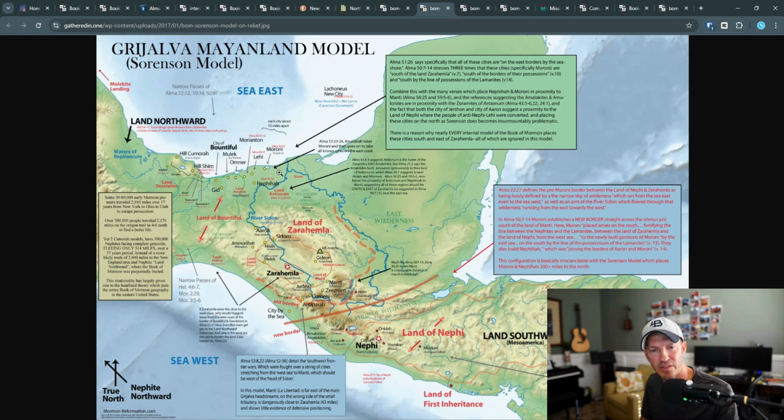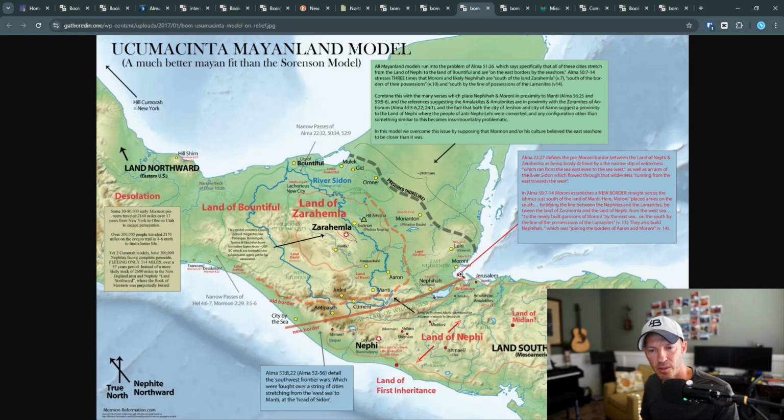I mean, even the placement of these cities as garrison cities to protect from the line of Zarahemla makes absolutely no sense in the Sorensen model, unless you do some crazy mental gymnastics, right? Which people do. Holy cow. So let's take this one. This one makes more sense.